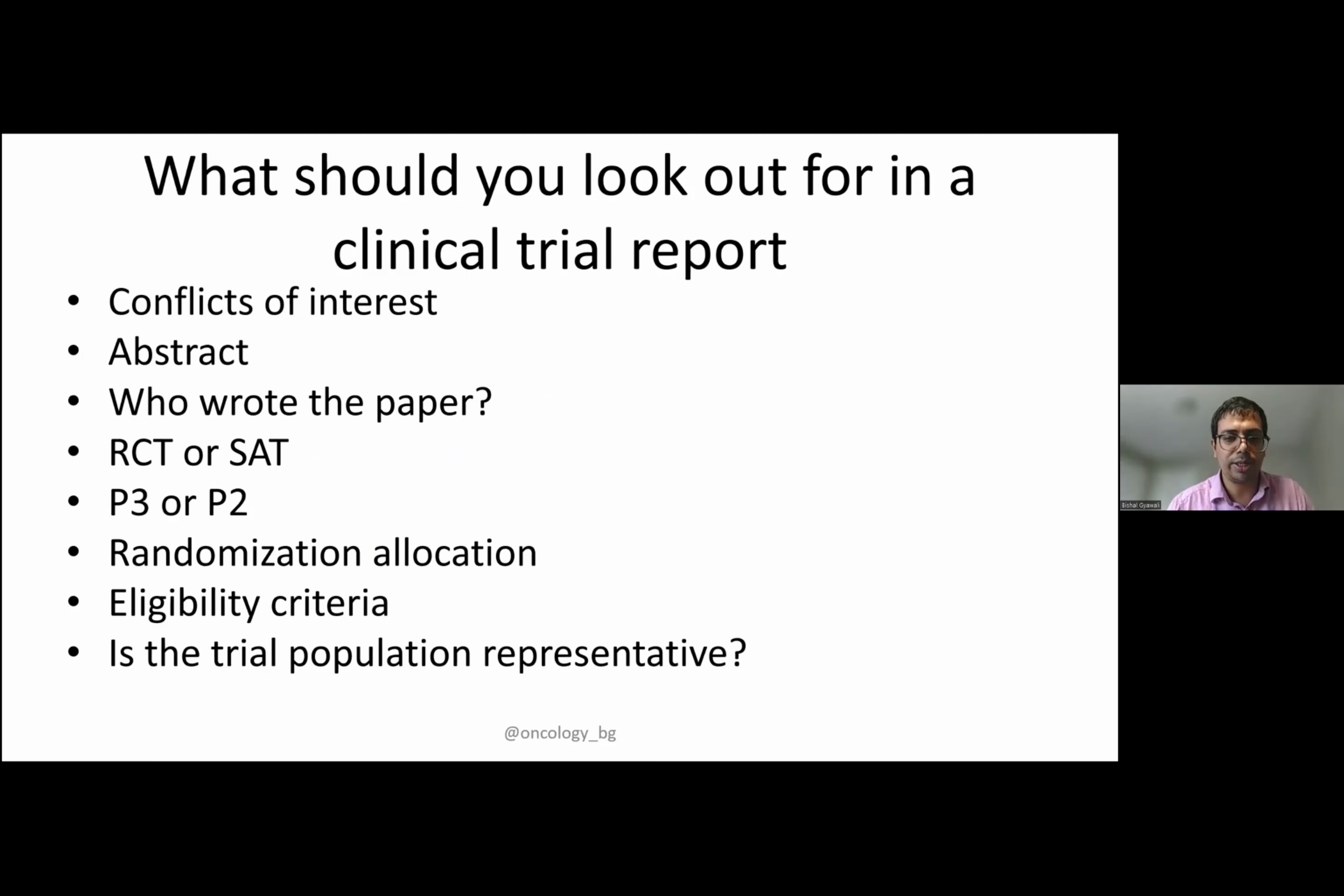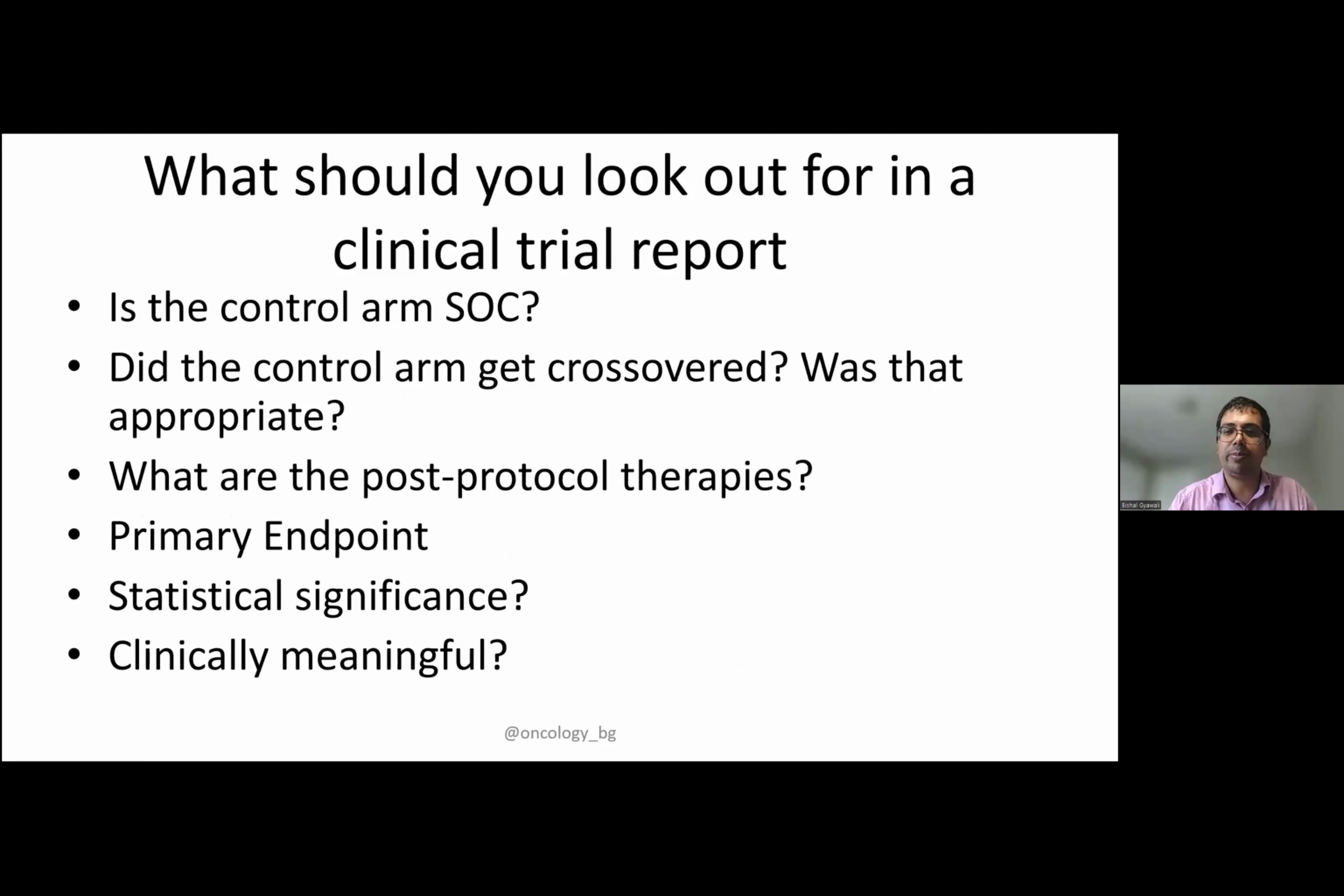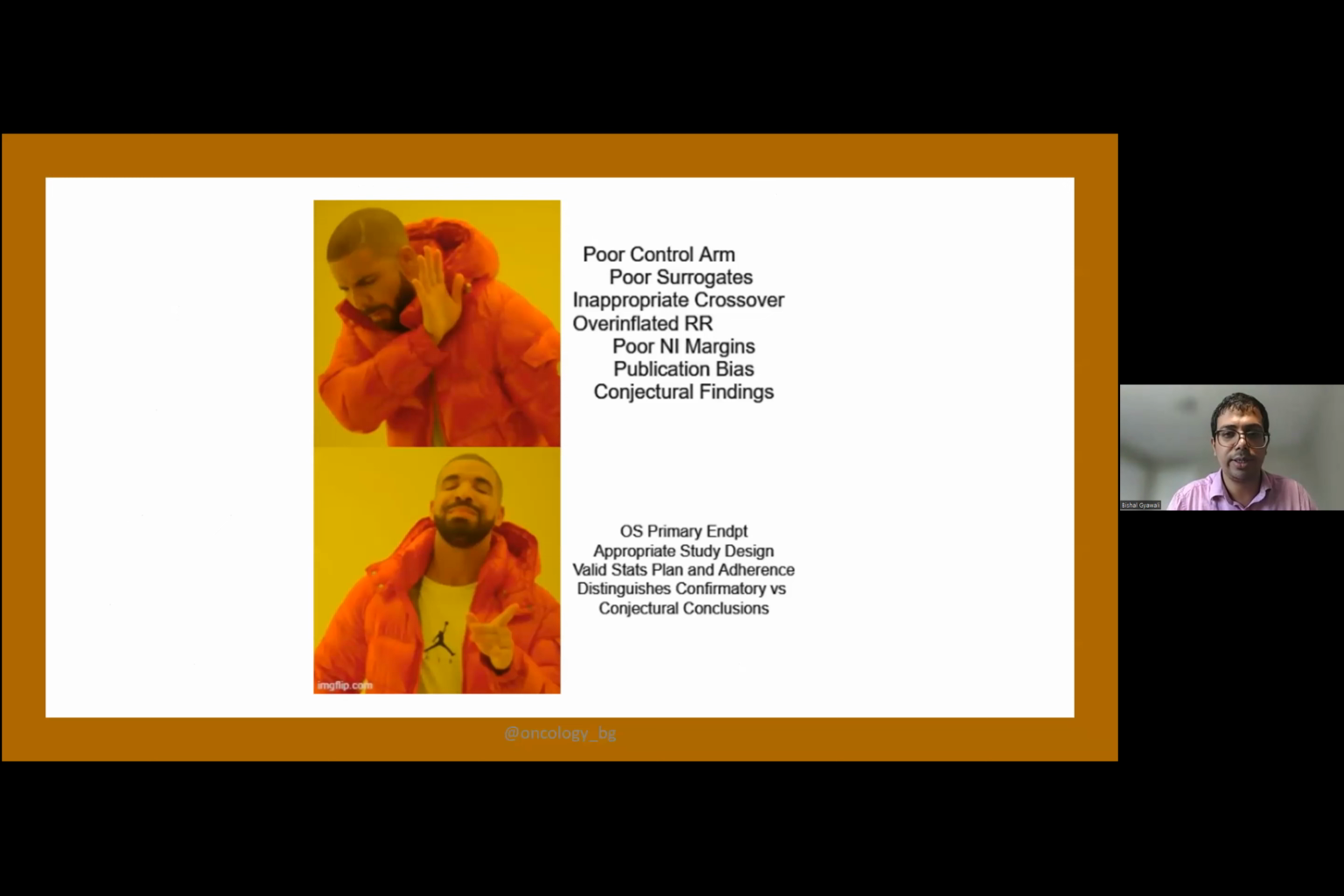What is the eligibility criteria? Is the trial population representative? Is the control arm actually getting the standard of care? Did the control arm get crossover, or what are the post-protocol therapies they got? What was the primary endpoint of the trial? And was it statistically significant? And was it clinically meaningful? And then we discussed some niche topics like non-inferiority trials and subgroup analysis.